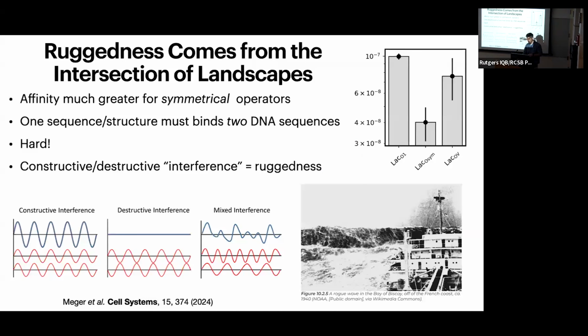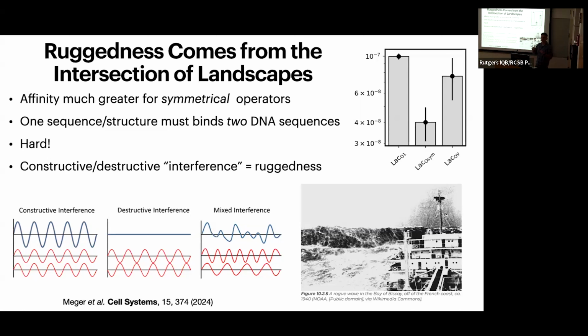So basically, if you look at this and test that hypothesis, the hypothesis would be a symmetrical operator should be easier to bind to. And that's exactly what we see, is that if we make a symmetrical operator, we get much higher binding affinity, okay? So it's the asymmetry in the operator that's making this a hard problem. So one sequence must bind to two DNA sequences. This is hard. Effectively, what you're looking at now, in terms of why it is so rugged, is an interference issue in the sense of thinking about it in terms of protein fitness.